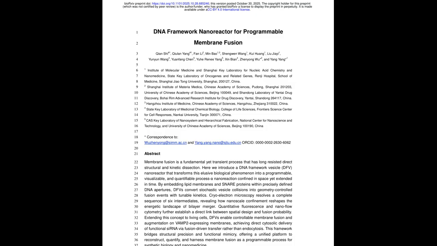These advances not only deepen mechanistic understanding of membrane fusion, but also pave the way for synthetic cell engineering and targeted therapeutic delivery platforms. The DNA framework vesicle nanoreactor thus represents a robust and adaptable tool to study and harness complex membrane fusion processes at multiple scales, with broad implications in biophysics, nanotechnology, and biomedical research.